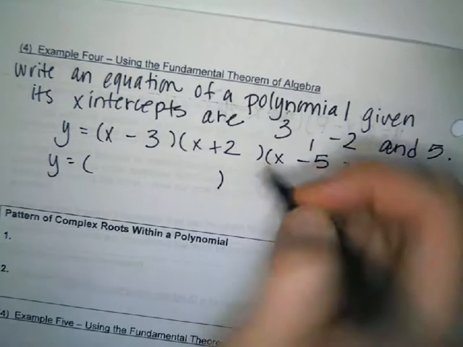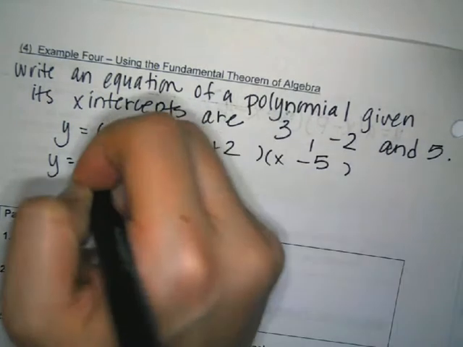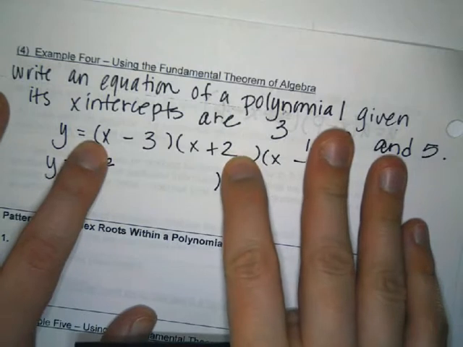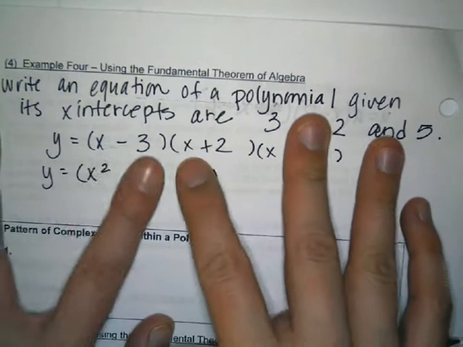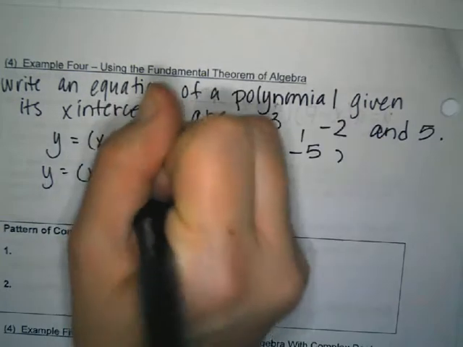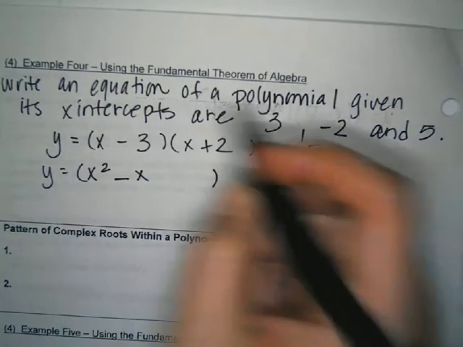If I use FOIL there, I get x squared. My outer terms are 2x. My inner terms are negative 3. So 2x plus a negative 3 gets me what? Negative x. And the negative 3 times 2 gets me negative 6.